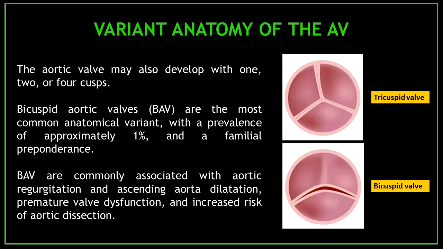Now let's talk about some variant anatomy of the aortic valve. The aortic valve may also develop with 1, 2, or 4 cusps. Bicuspid aortic valves are the most common anatomical variant, with a prevalence of approximately 1% and a familial preponderance. Bicuspid aortic valves are commonly associated with aortic regurgitation and ascending aorta dilatation, premature valve dysfunction, and increased risk of aortic dissection.